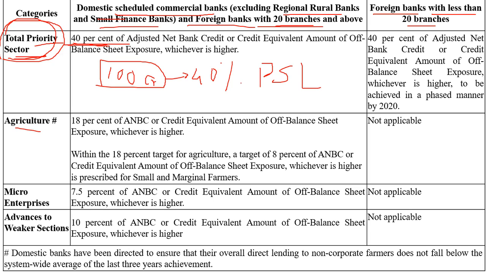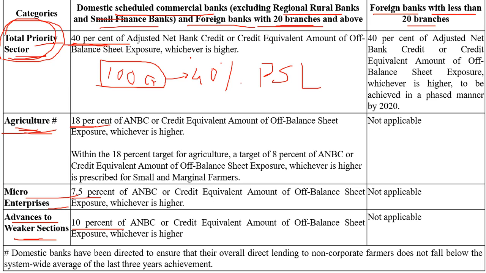Further, this 40% is sub-classified. For agriculture sectors, out of this 40%, the bank has to give 80% of loans to agriculture. Then next they have to give 7.5% to micro enterprises. Then advances to the weaker section, 10% loan. Out of that 40% loan, 10% is to be given to the weaker section.